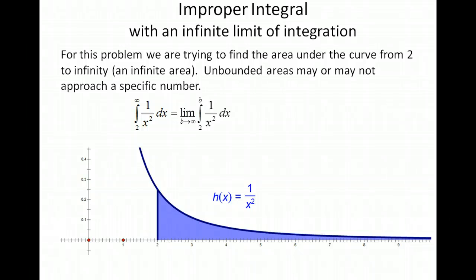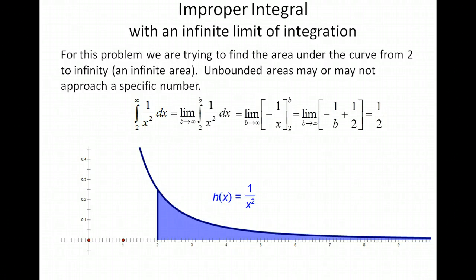Okay, so let's continue on. If we're going to evaluate the integral, we'll do the same thing as if we normally did, but then we're going to take the limit as b goes to infinity. So the integral of 1 over x squared is simply negative 1 over x, and then plugging in our endpoints at b and positive 2, we have negative 1 over b plus 1/2. Well, we got 1/2 because as b goes to infinity, negative 1 over b is going to go to 0. So we're just left with the 1/2. Now remember that this area is unbounded, but it does approach 1/2. And that's really what we're looking for here.